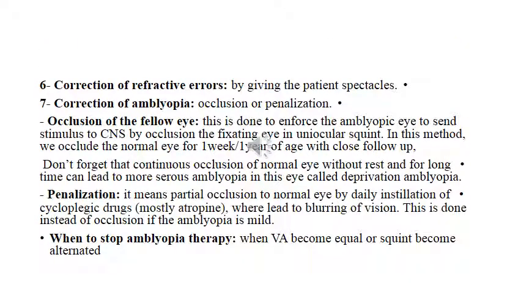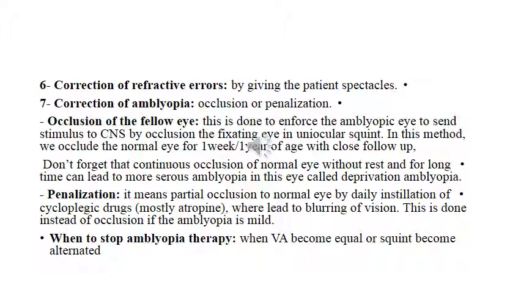The final step of management is correction of refractive error and correction of amblyopia, if there is any amblyopia. We correct refractive error by simply prescribing glasses proper to the condition of the patient. Correction of amblyopia. What do we mean by amblyopia? Amblyopia is lazy eye, where even when provided with a proper refractive correction, proper spectacles, vision will not improve unless we do one of these, occlusion or penalization.